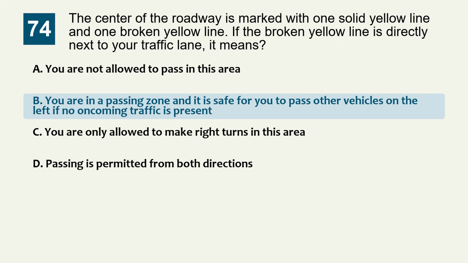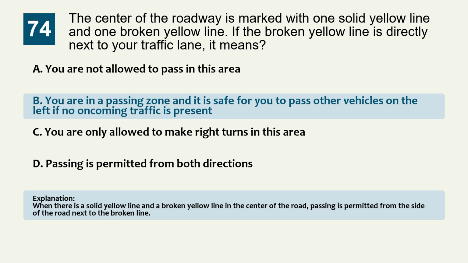The correct answer is option B. You are in a passing zone, and it is safe for you to pass other vehicles on the left if no oncoming traffic is present. When there is a solid yellow line and a broken yellow line in the center of the road, passing is permitted from the side of the road next to the broken line.